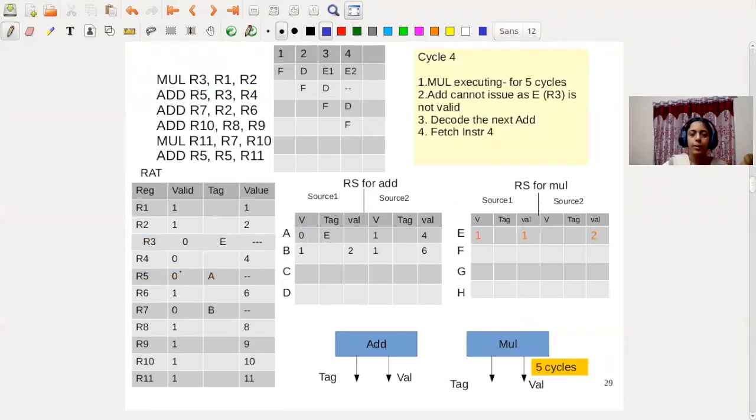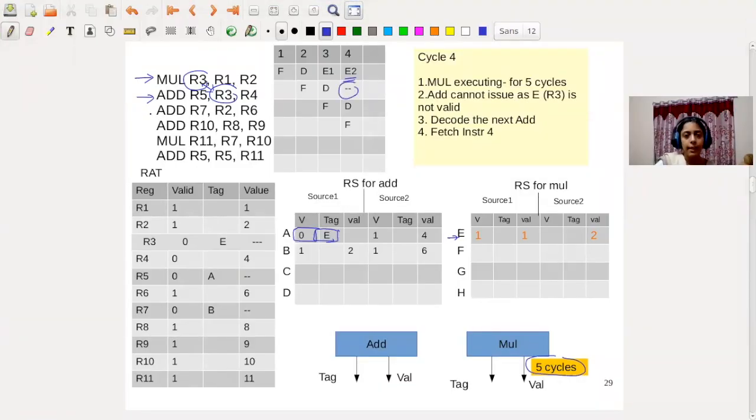Now in cycle 4, again the multiply continues with its execution. This is the second cycle of execution. It is going to take 5 cycles to complete. Meanwhile, the add cannot continue. You can look at the reason why it cannot continue, but the way it is actually done in hardware is that it looks up R3, and R3 is not available because it is now waiting for the E reservation station to complete its operation. So this has to stall or wait.